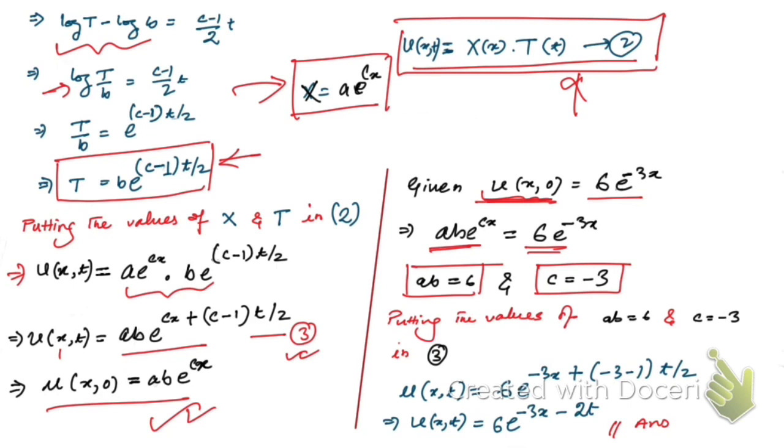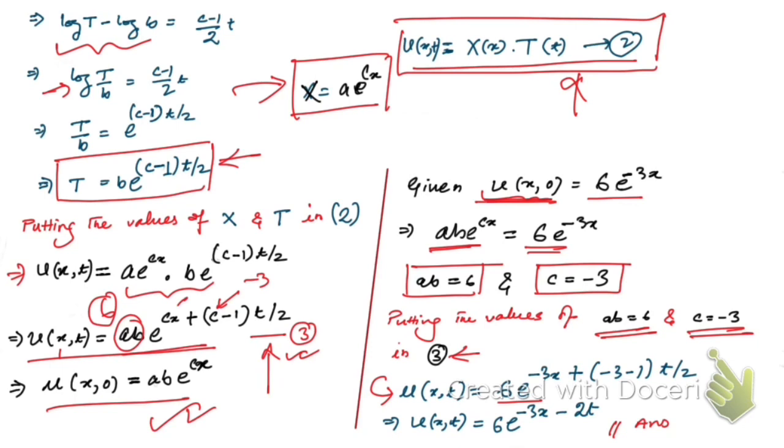Now let us put these values of a, b and c in equation number 3. So this is equation number 3, right? If you put those values here, you will get u of x and t is equal to this result. Here you see this ab is replaced by 6, and this c is replaced by minus 3, and this c is also replaced by minus 3. So hope you have got these things.